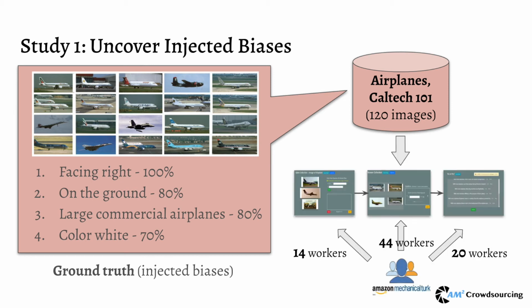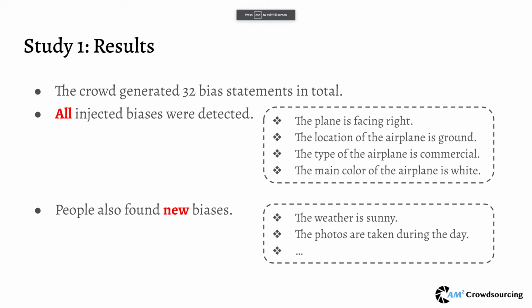For the crowdsourcing results, we released the tasks for each step on Amazon Mechanical Turk crowdsourcing platform and collected inputs from crowds until each image or question is reviewed by at least one worker. The results of Study 1 show that the crowds generated 32 bias statements in total, and not only 4 injected biases were detected, crowds also found some additional biases in the images, such that the weather in most images is sunny and the photos are taken during the daytime.